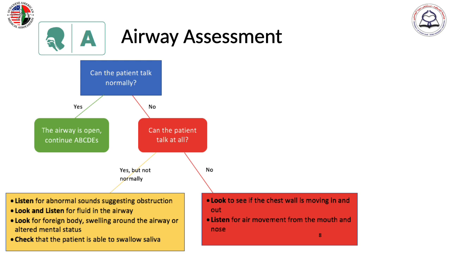If he is talking abnormally or in distress, listen for abnormal sounds suggesting obstruction, like stridor. Look and listen for fluid in the airway; if there is secretion and gargling, then he might need suction. And look for foreign body, swelling around the airway, or altered mental state. Check that the patient is able to swallow saliva.